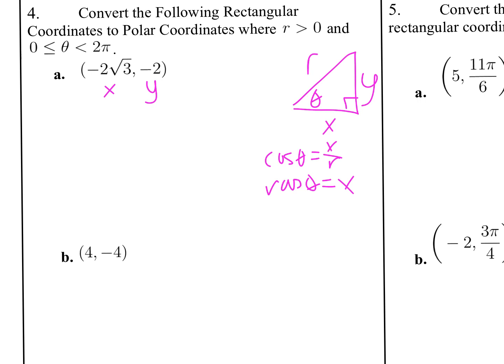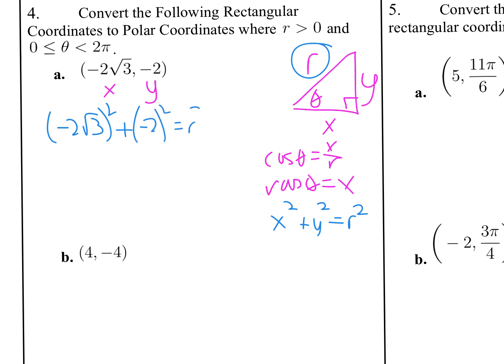So to find r, I take back my previous discussion and let's go back to here. To find r, I know that x squared plus y squared is r squared. So x squared, I forgot to square it, plus y squared is r squared. That's 4 times 3, which is 12, plus 4, so r squared is 16, which means r is 4.